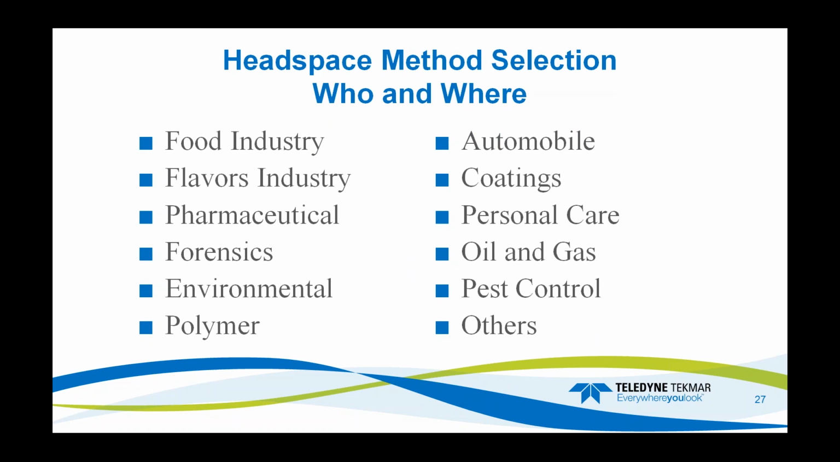We know that we have customers in the food industry, flavors industries, pharmaceuticals, forensics. Blood alcohol is a very large user of this. Environmental samples, 524 type samples, water samples, soil samples, sludge samples can be used with headspace. Polymer samples are being used. The automobile industry uses it. Diesel, for biodiesel, looking at the methanol concentration in there. Coatings and paints. Again, we talked about the paint samples that we used earlier. Personal care, hand sanitizer. We've tested that type of samples. Oil and gas industry. We've done the fracking methane issue out of water, pest control, and there's a lot of others out there that we know of that customers are using headspace systems with.